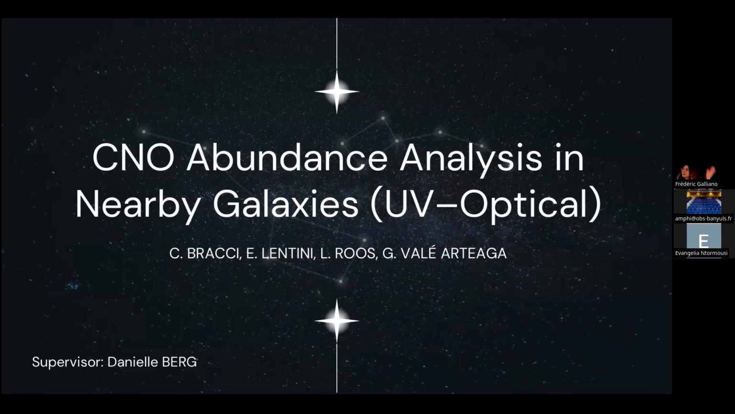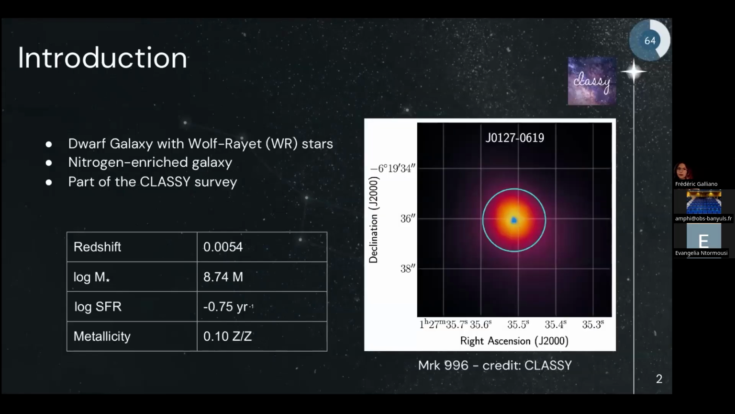Okay, so hi everyone. We did the project on CNO abundance in a nearby galaxy in the wavelength range from UV to optical. And we did it on one galaxy, Markarian 996, right here. It was part of the CHAOS survey, and it is a dwarf galaxy with known Wolf-Rayet stars, meaning that there are these very rare type of stars present that have very, very strong winds.